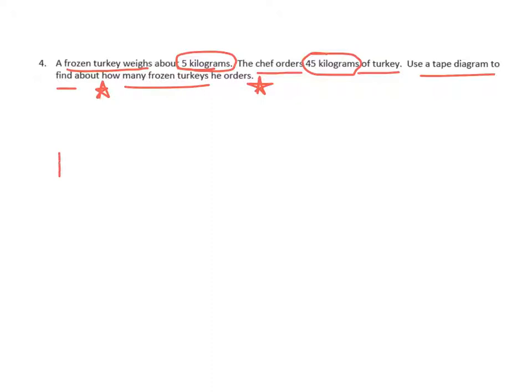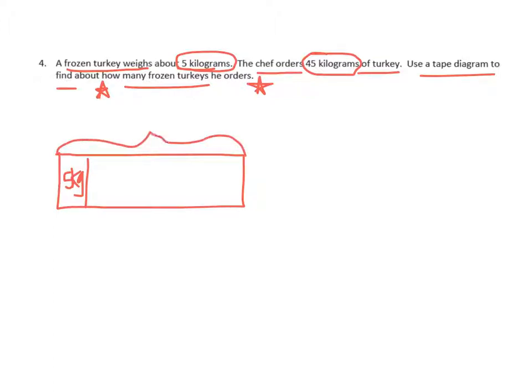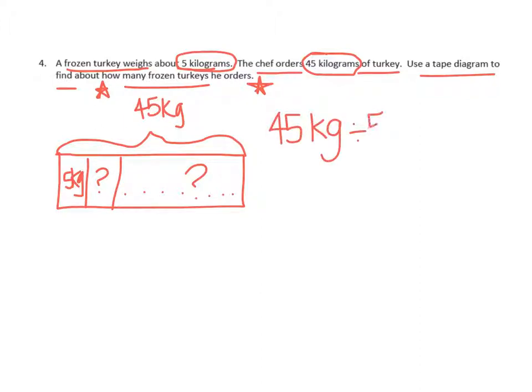So I'm going to draw a tape diagram. I know that a turkey weighs 5 kilograms, so I'm going to put that in my tape diagram. I know that the total kilograms that he orders is 45 kilograms. What I don't know is how many turkeys he orders altogether. So, I know that I'm going to have to be repeatedly subtracting 5 from 45. I know that repeated subtraction is really division.